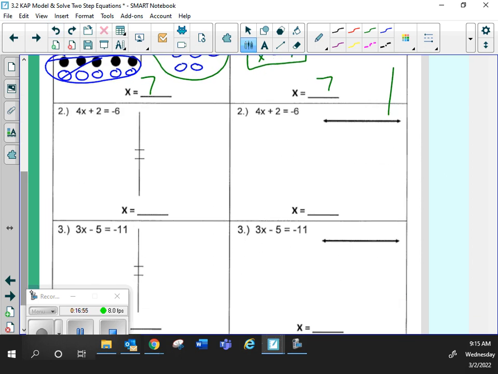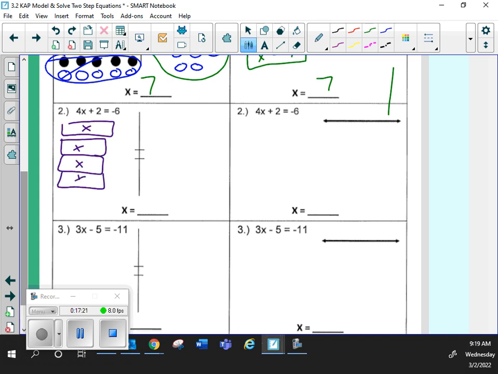Y'all want to try that next one? Ready, set, go. Draw the model. Show the model. Do the math. All right, tell me what to do. 4x plus 2 is equal to -6. Tell me what to draw, Tanner. 4 boxes with x. Thank you. 1, 2, 3, 4. Then 2 positives. Then on the other side, 6 negatives. 1, 2, 3, 4, 5, 6.